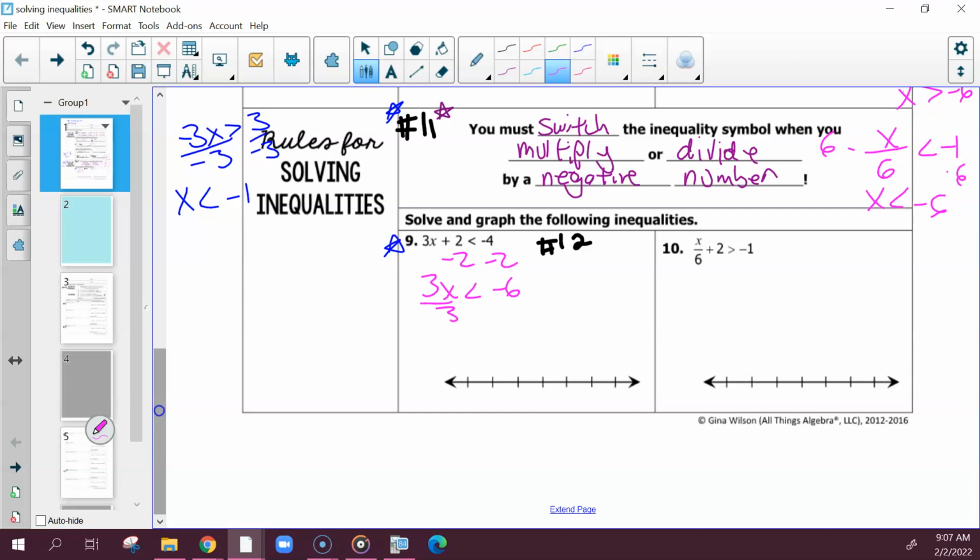Divide both sides by 3. Would my sign change? No. Once I have that inequality, I'm going to graph that.